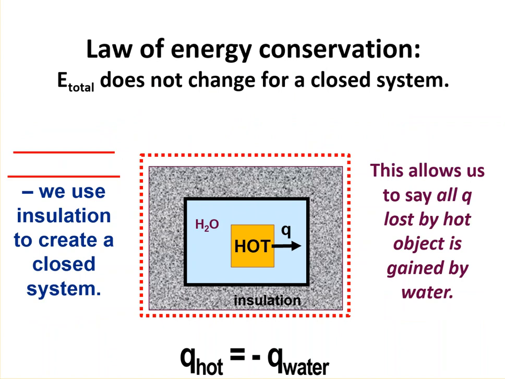The law of conservation of energy involves a closed system. If I imagine the boundary larger, now it's closed because no energy is being transferred out here. That's the assumption I'm making: that this insulation is not allowing for heat flow to occur out here. If this is true, this is a closed system, and that means that all of the energy that the hot object is losing is being gained by the water.